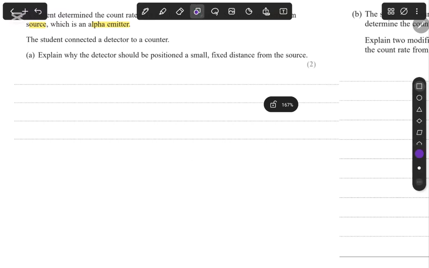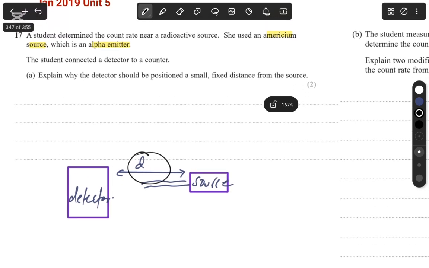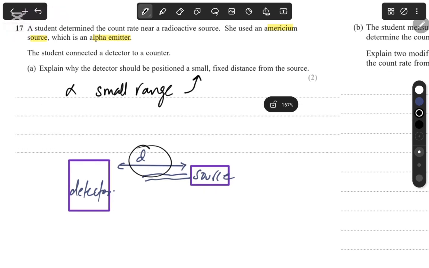So what we have here is my source and this is my, let's say, detector, at a distance D. Now remember, this distance must be small. The reason is if the distance between my source and detector is large, then a lot of my alpha particles won't be able to be detected, because alpha particles have a small range, so they can only be detected at small distances. So that's one of the major reasons why we need this distance to be small.